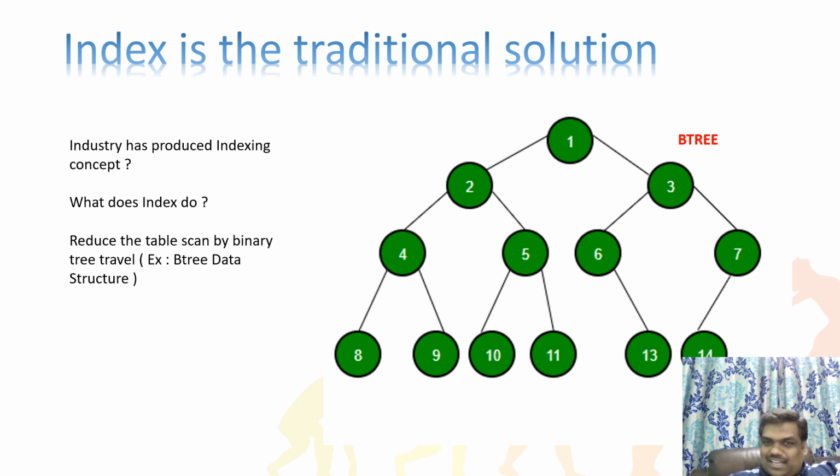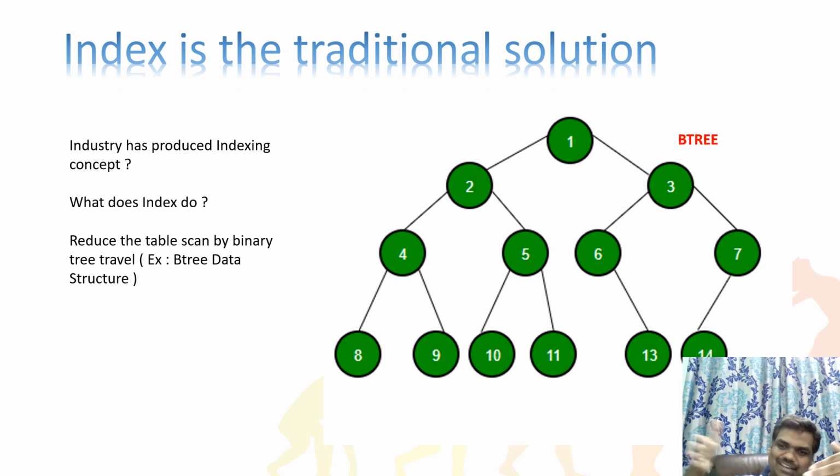You see that one has two children, two and three. Two has two children, four and five. Three has two children, six and seven. That keeps going. So when we divide like this, I will eliminate the number of table scans by 50%, so that the search operation will be very fast. This is one example of an index. This is not the only example.